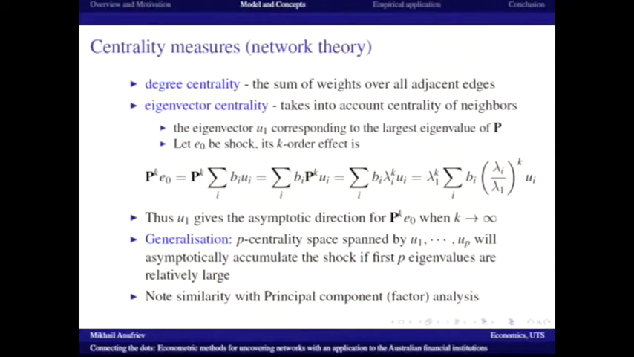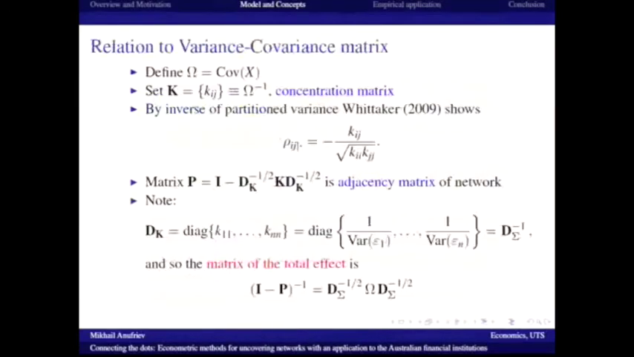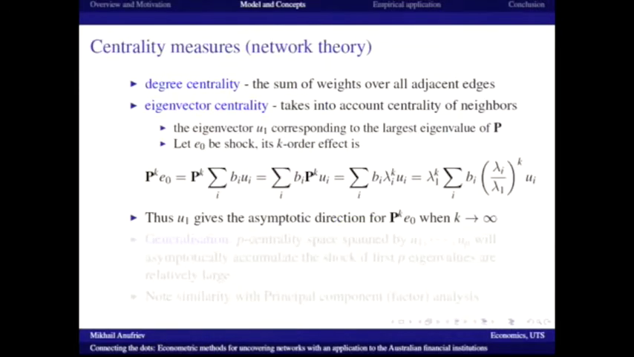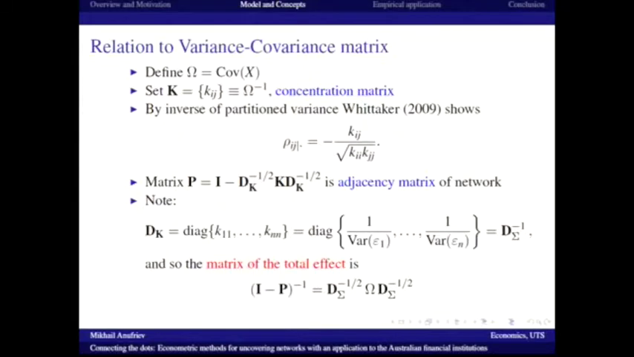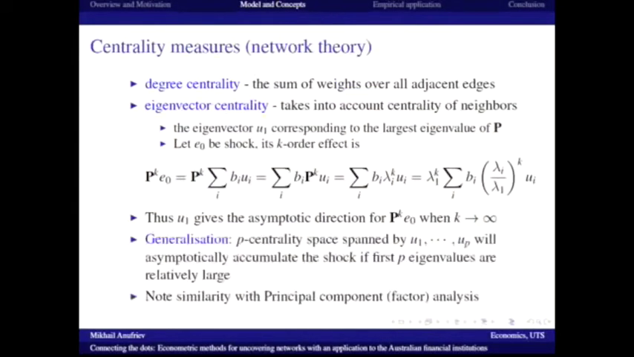Now, this is actually what is done in principal component analysis. Again, I said that they usually apply principal component analysis to the variance-covariance matrix. But what we can show is that the eigenvectors of P are exactly the same as eigenvectors of this matrix. And eigenvalues are not the same, but they are exactly in the same order. So that means that if you apply the p-centrality space for the matrix P, it's the same as applying principal component analysis to this matrix, but not to the variance-covariance matrix.